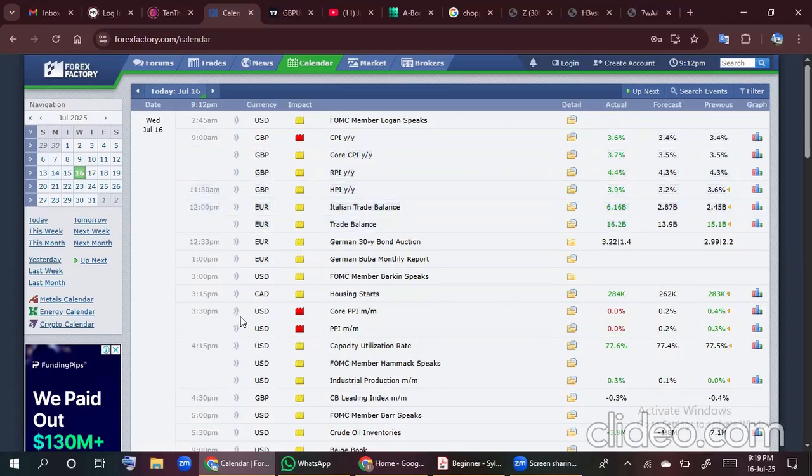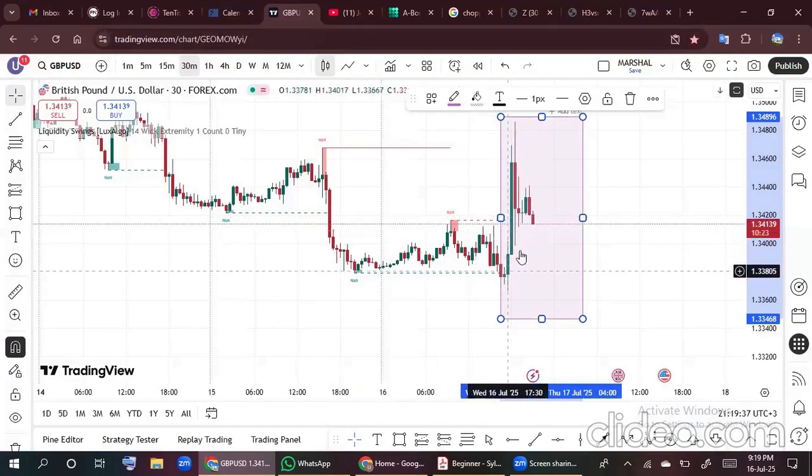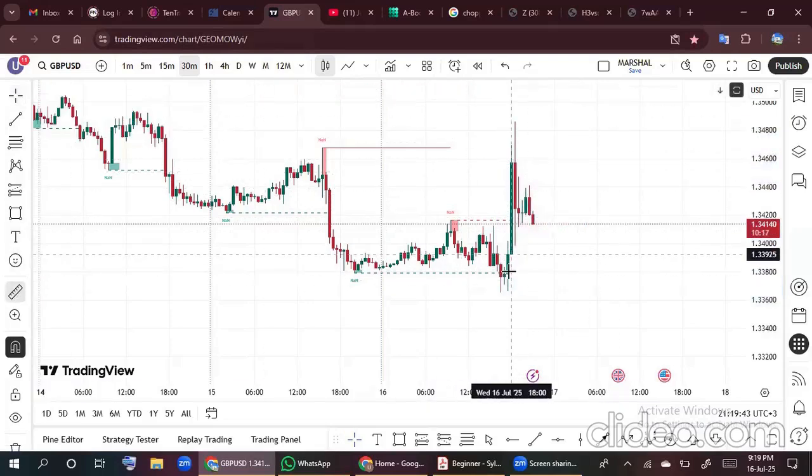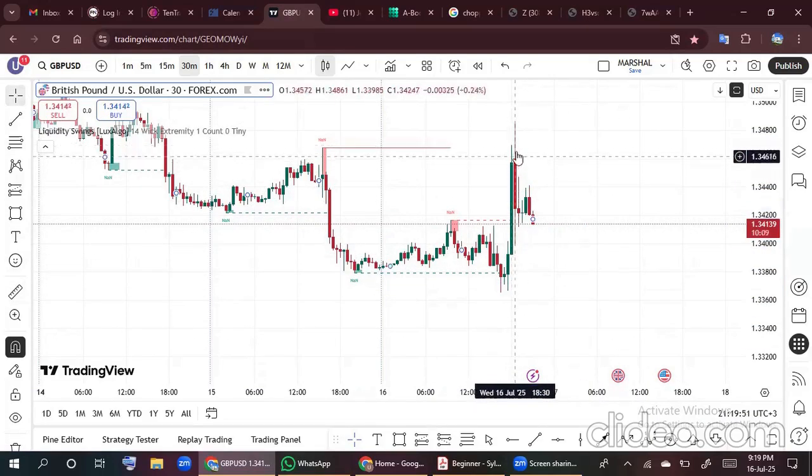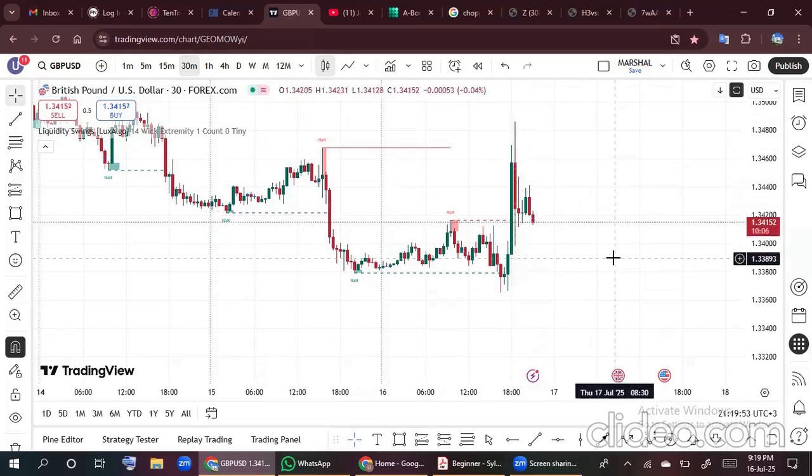Then there was news for USD. As you can see, it was negative. Hence, GBP USD did this massive buy. Let me measure the pips. So this is like a 79 pip movement, or even higher to this point. And I think the buyers took it up to this point, then sellers took advantage of it.